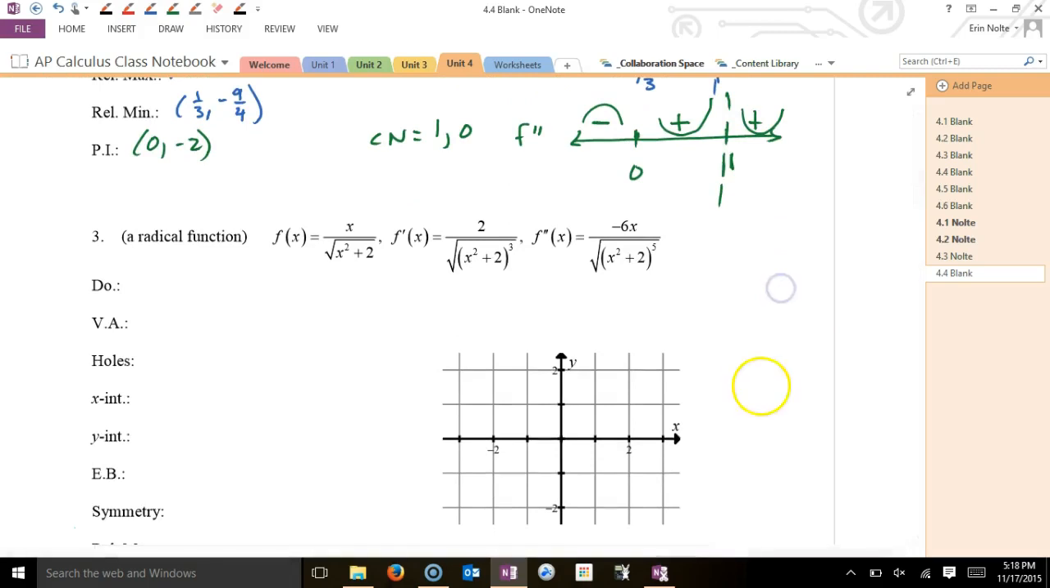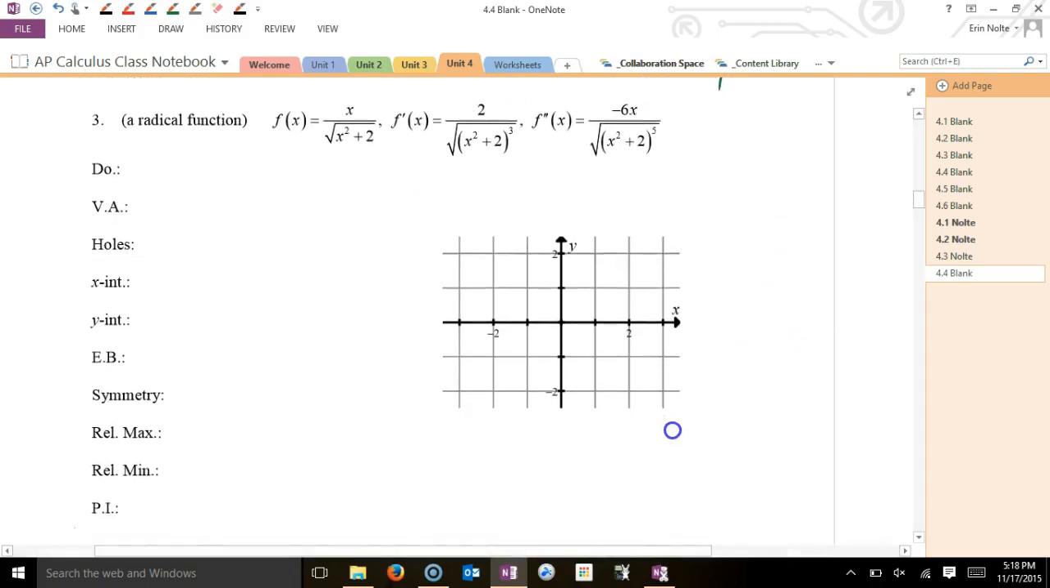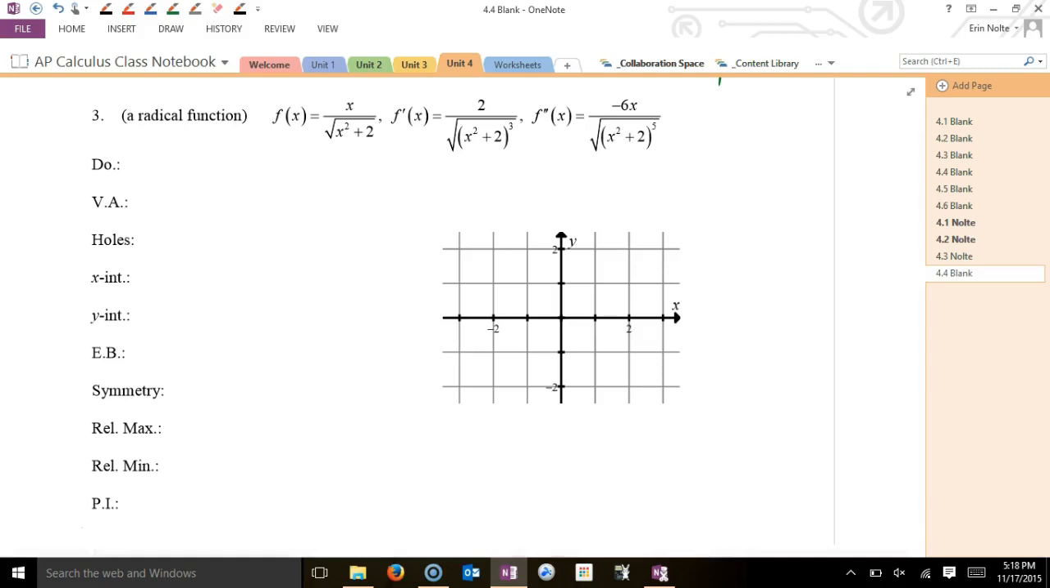Okay, so we got radical functions. All right, so we got square root involved, domain. So if I look at the bottom, is there any value that makes that denominator 0? And remember with the square root, the inside has to be greater than or equal to 0. If you think about this, x squared is a positive number, plus 2, you're going to get a positive number. So there is no domain restriction. So negative infinity to positive infinity. And since we have no domain restriction, there's no vertical asymptote, and there's no hole.